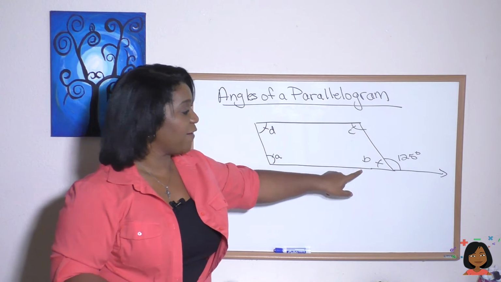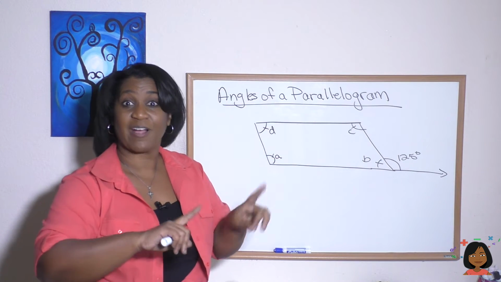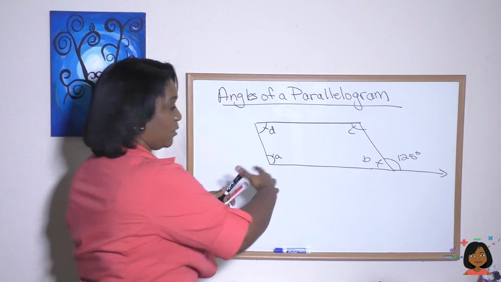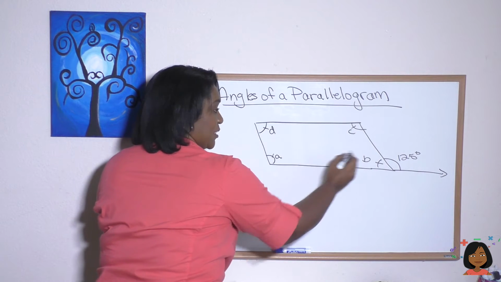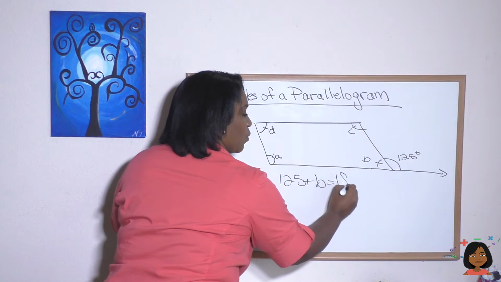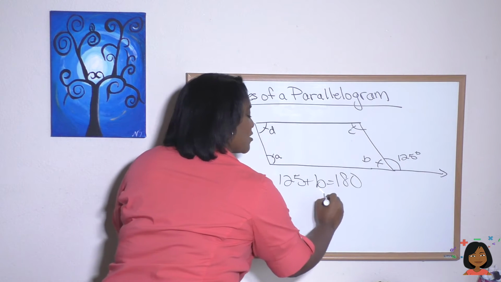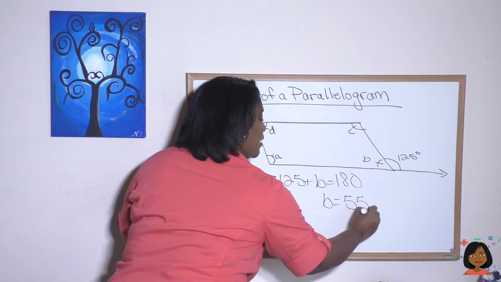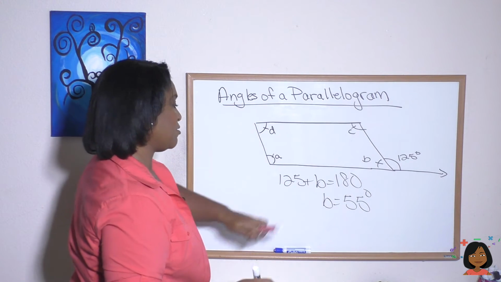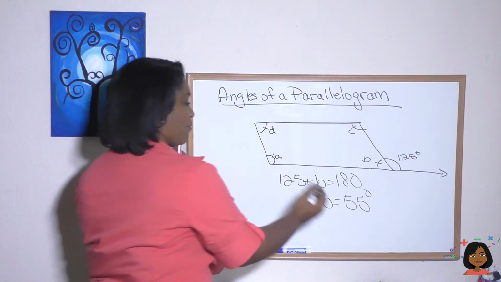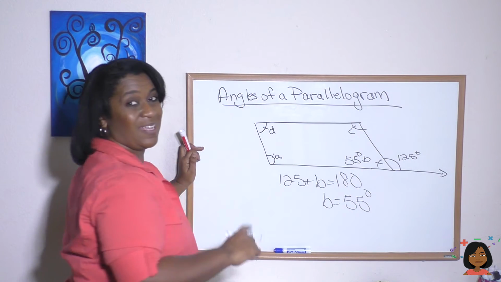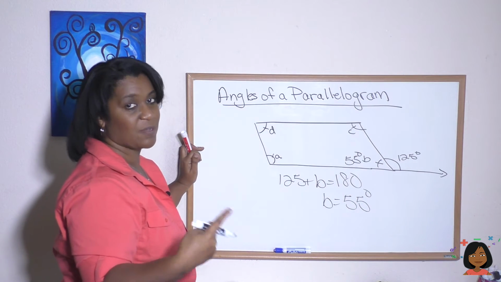Well, 125 and B have a relationship. They are adjacent, which means they equal 180 degrees. So angle B will be, well, let's see, 125 plus angle B equals 180. And if we do our subtraction, we see that B equals 55 degrees. Yes, let's make sure. 5 and 2 is 7. Yes, 180. So I can write it in. B is 55. Now remember, adjacent angles add up to 180.